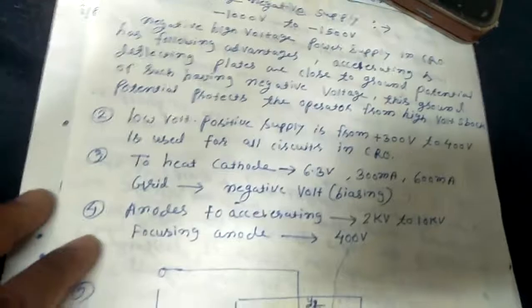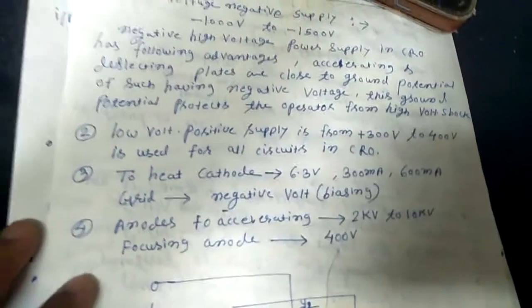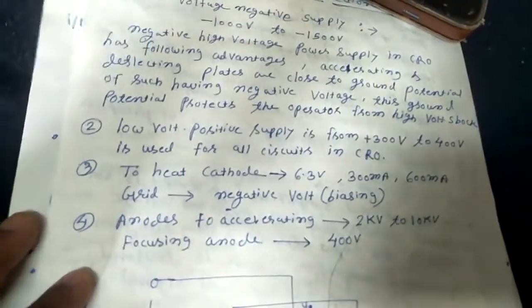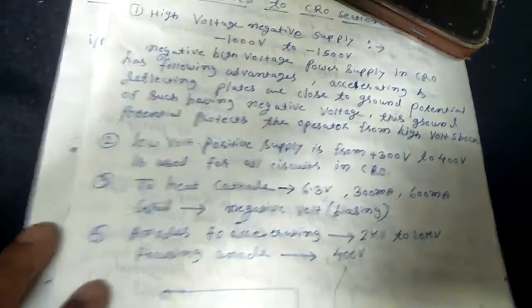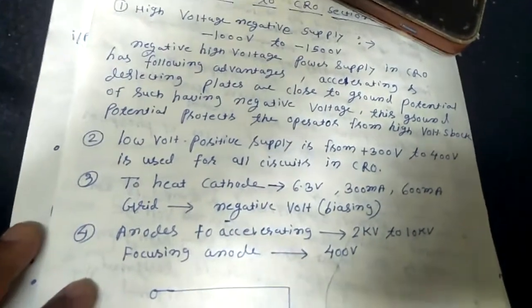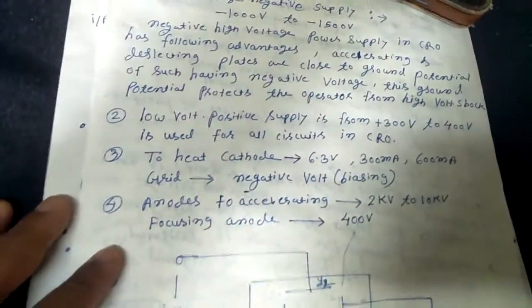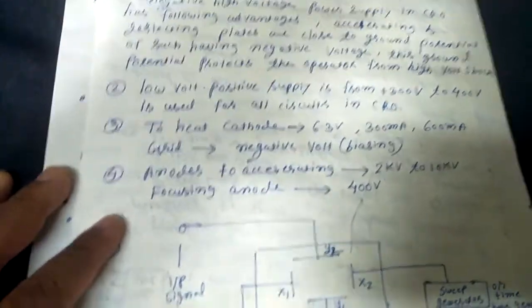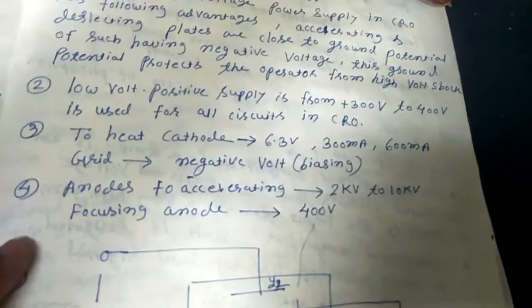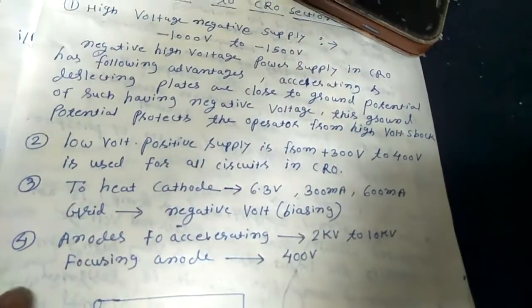Now after that, the grid. The grid is cylindrical in nature and made of nickel material, and we apply a negative voltage or negative bias to the grid. As the number of electrons is more, your intensity is more; as the number of electrons is less, the intensity is also less. So how will you control this intensity? By controlling your negative bias, we can increase or decrease the intensity of your electron beam, in the sense the intensity of the light beam. I have given the anode voltages here: the focusing anode has 400 volt, and the accelerating anodes have 2 kilovolt to 10 kilovolt.